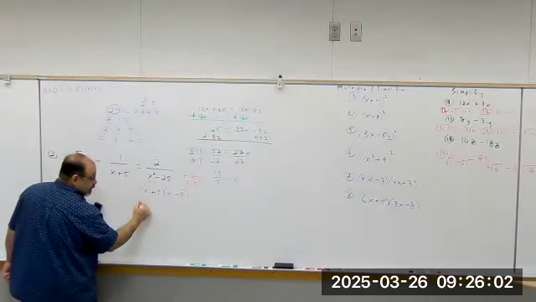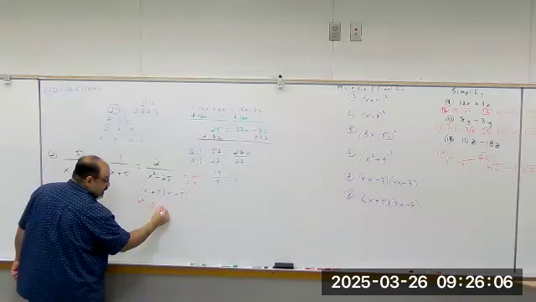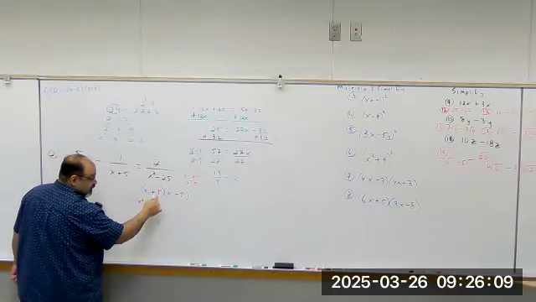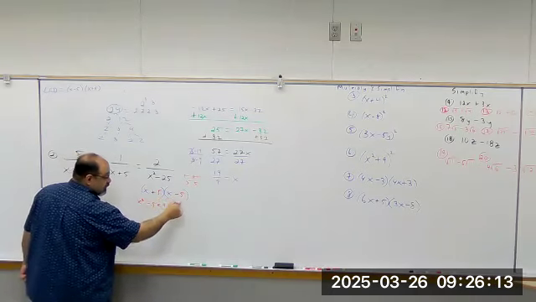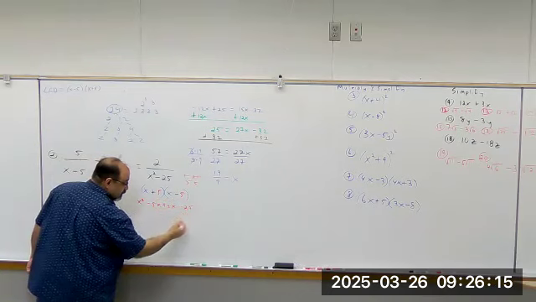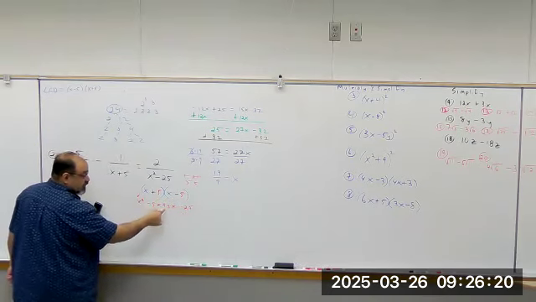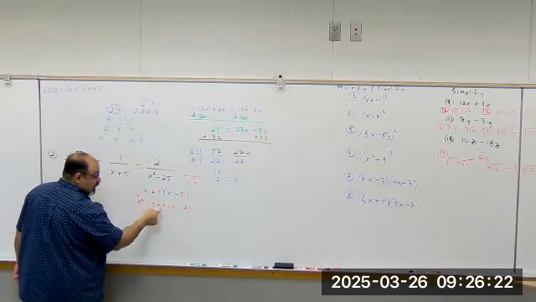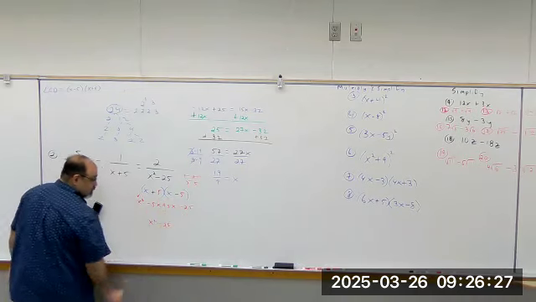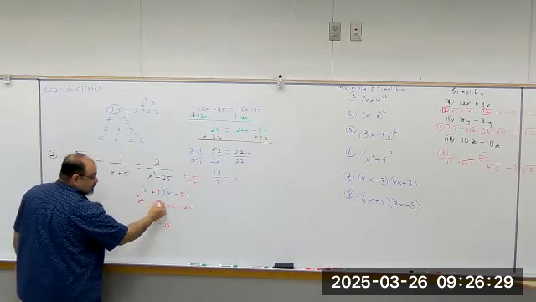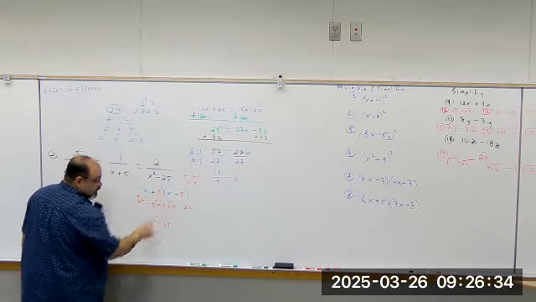x times x, that's x squared. Positive x times negative 5 is negative 5x. Positive 5 times x is positive 5x. Positive 5 times negative 5 is negative 25. There's the x squared. Negative 5x plus 5x cancels out. That's 0, x is in the middle, and minus 25. Those add up to 0 in the middle. So that's the factorization.